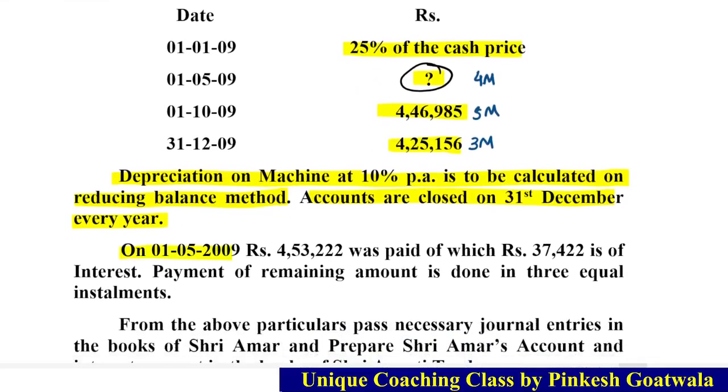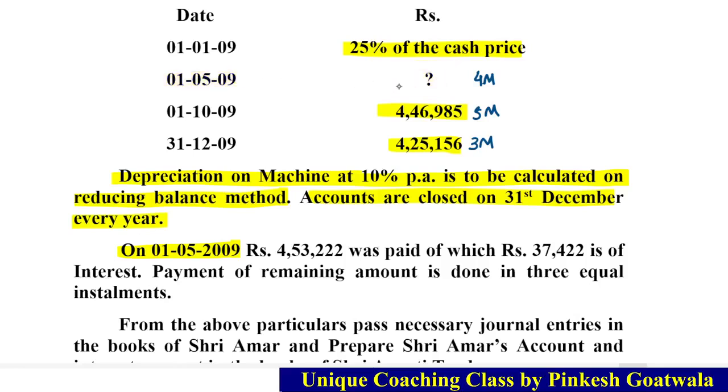On 1/5/2009, 4,53,222 was paid, of which 37,422 is of interest. Payment of remaining amount is done in three equal installments. Now focus on this point. This point is regarding which installment? 1st May 2009. Here you can see that the 1st May 2009 installment is not given, no installment amount is given.